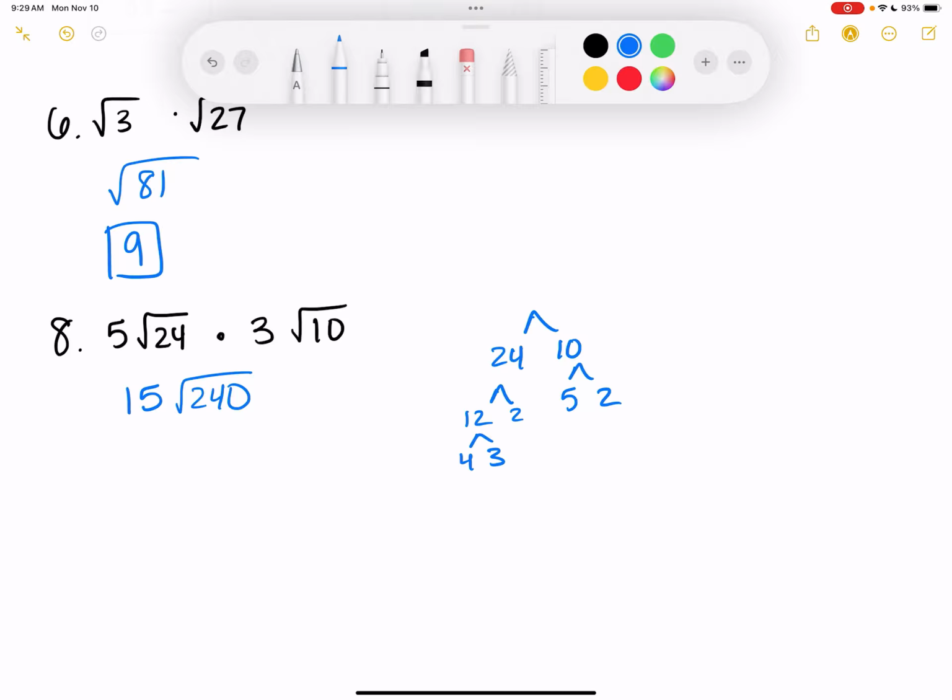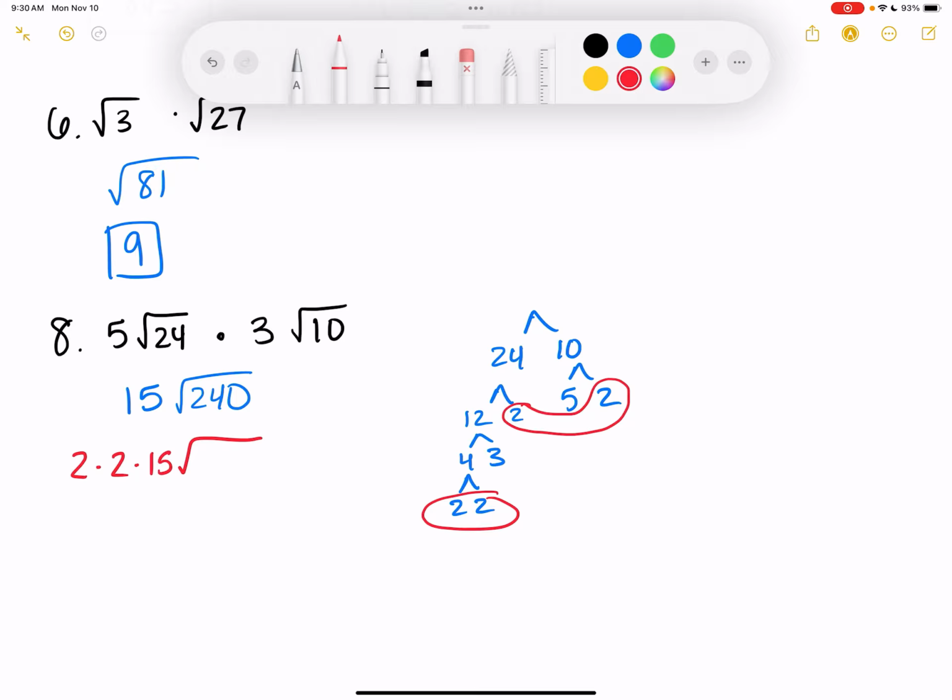Because I said 12, 2, and then 4, again, 3, 2, 2, and 2. So I have a group of 2. I have another set of 2s here. And then I have a 3 and a 5 left over. So I'm taking out 1, 2, and then another 2, so it'll be 2 times 15 outside.